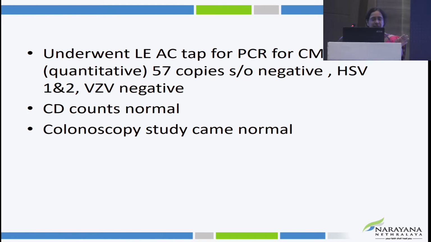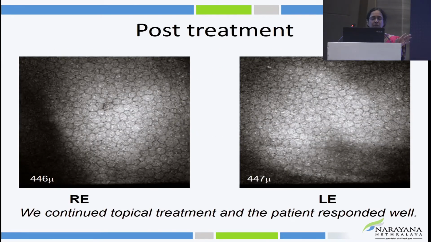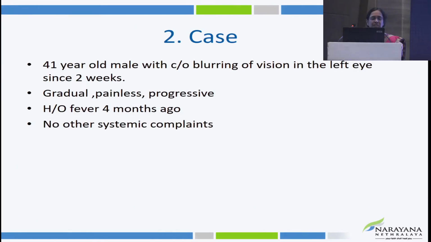The aqueous tap came negative for CMV. The CD4 count was normal. Colonoscopy was normal. Systemic conditions started improving on their own. Following ganciclovir therapy, we could see the resolution of the owl-like pattern and normalization of the endothelial cells. So we do suspect, even if the investigations are negative, we go ahead with the clinical picture and treat the patient. This is an example.